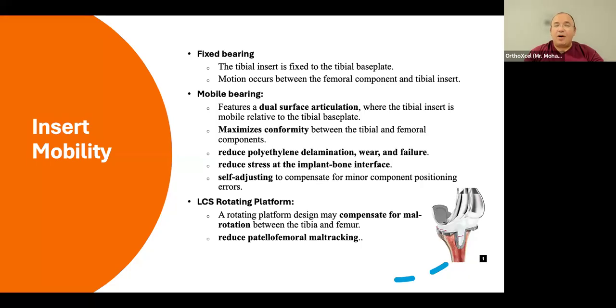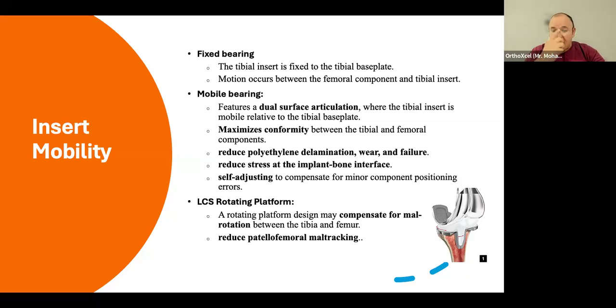The mobile bearing gives you a more dual surface articulation, something like the dual mobility in the hip. So the movement is in two planes, between the insert and the femoral component and between the insert and the tibial component. And this dual movement gives you a better range of motion theoretically, maximizes the conformation because the insert is following the femoral component. But on the other side, it can easily dislocate and it has a higher point loading.